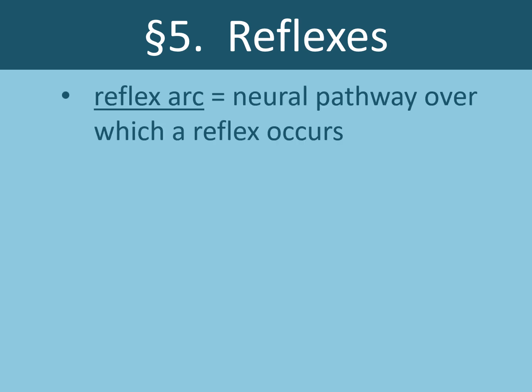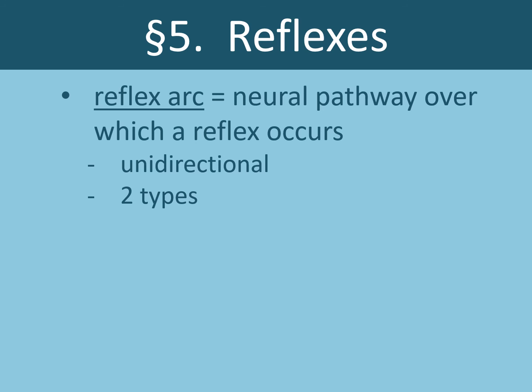Specific reflexes always occur along the same pathway of neurons. This is known as a reflex arc. Again, it's the neural pathway over which a reflex occurs. Reflex arcs are always unidirectional. They always occur in the same direction.